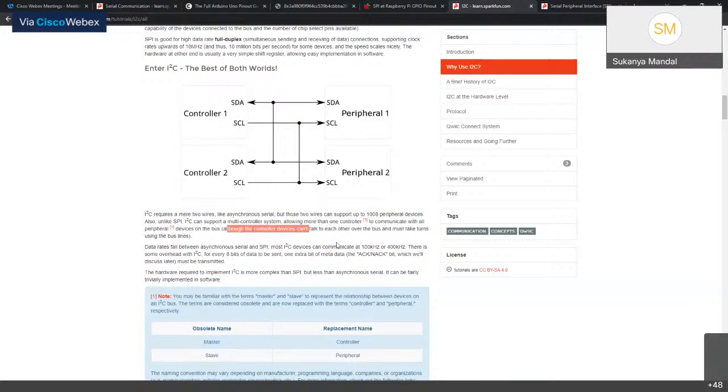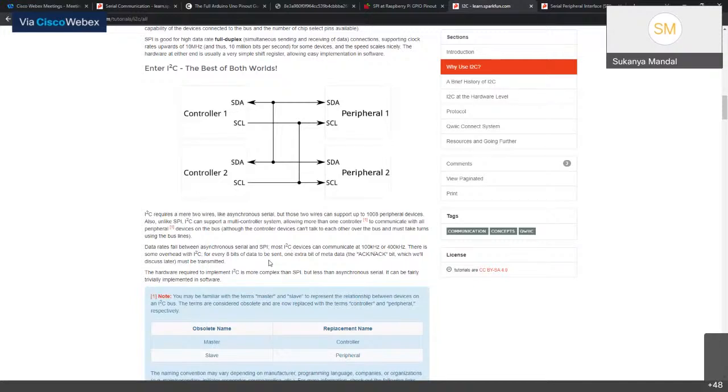Although the controller devices can't talk to each other over the bus and must take turns using the bus lines. This is something that needs to be noted. But it allows you to connect to multiple devices on the bus. The data rate falls between asynchronous serial and SPIs. Most I2C devices can communicate at 100 kilohertz or 400 kilohertz.